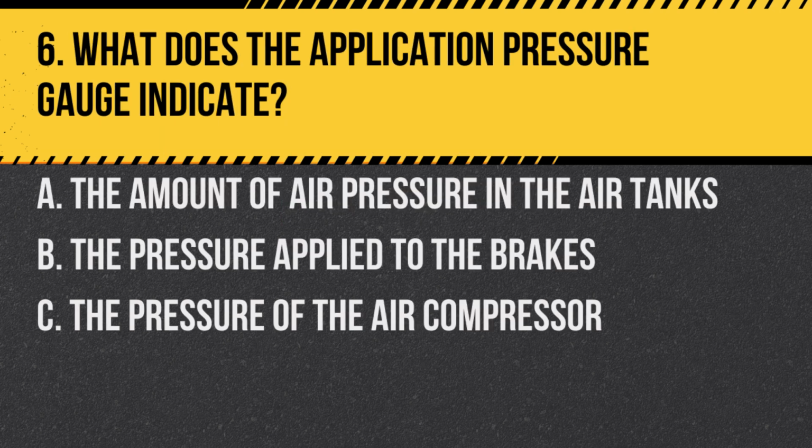Question 6. What does the application pressure gauge indicate? A. The amount of air pressure in the air tanks. B. The pressure applied to the brakes. C. The pressure of the air compressor. Answer. B. The pressure applied to the brakes. It indicates how hard the brakes are being applied.